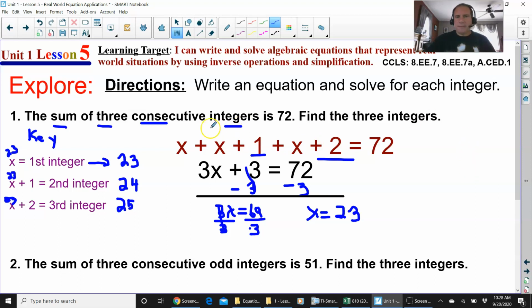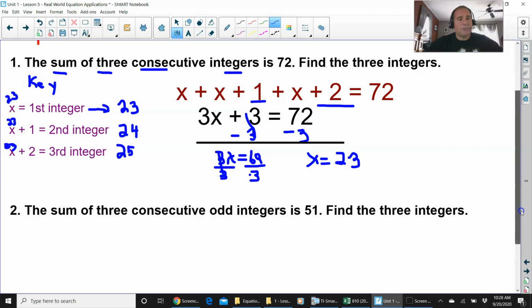By the way, this equation, this part right here, before the equal sign on the left side, for 3 consecutive integer questions, that is what you're going to use all of the time if they're consecutive integers. I'm not talking about consecutive odd or even. I'm talking about just consecutive integers, no matter what it's equal to. Okay, and that is number 1.